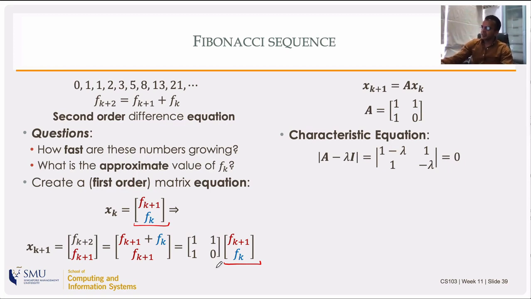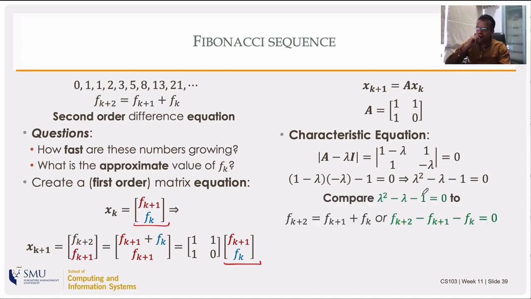I write the characteristic equation, the determinant of A minus lambda I, and expand out the determinant: 1 minus lambda times minus lambda, minus 1, and do a bit of basic algebra. Then I get lambda squared minus lambda minus 1 equal to 0. That quadratic equation is just about the most famous quadratic equation in the world, the most significant one.